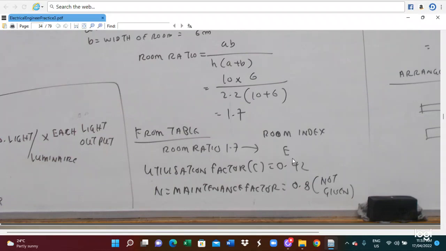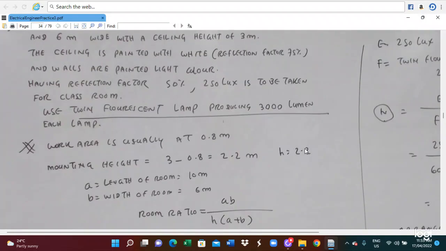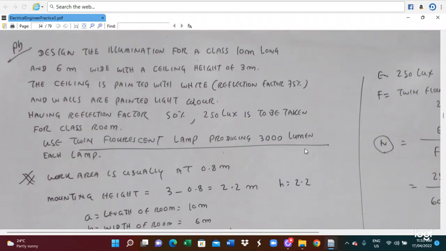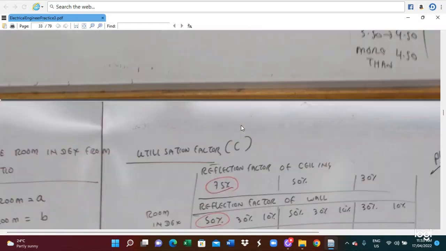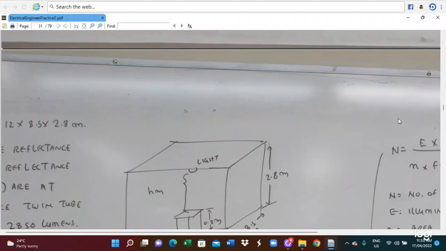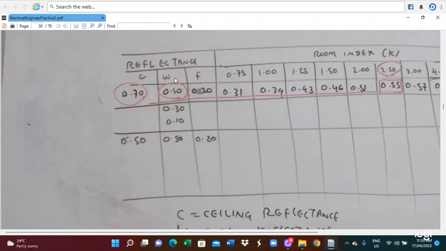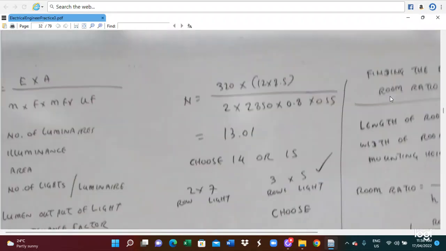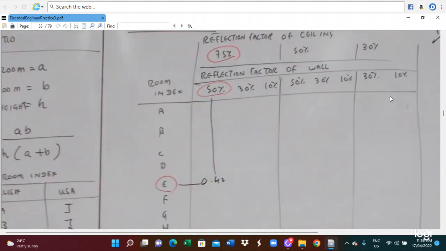So the utilization factor is 0.42, and the maintenance factor is 0.8. You have to assume the maintenance factor as 0.8. The utilization factor you can get from this table, depending on the reflectance value and the room index.